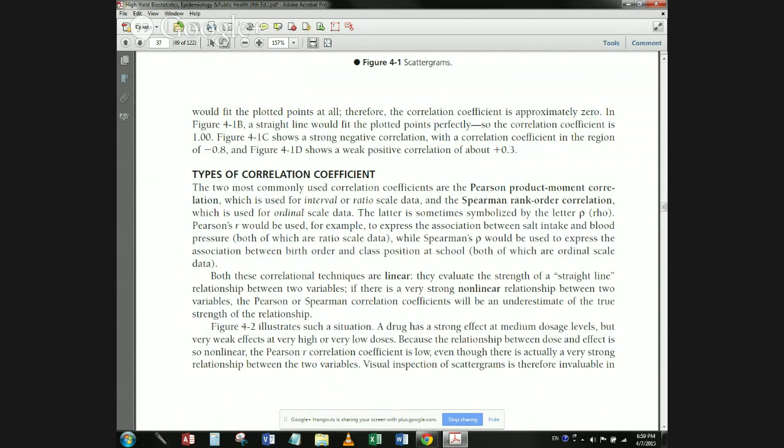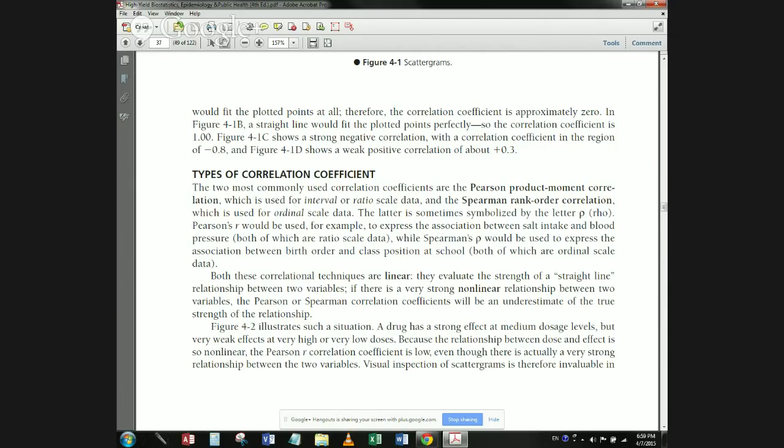Pearson's R would be used, for example, to express the association between salt intake and blood pressure, both of which are ratio scale data, while Spearman's rho would be used to express the association between birth order and class position at school, both of which are ordinal scale data. Both these correlation techniques are linear. They evaluate the strength of a straight line relationship between two variables.